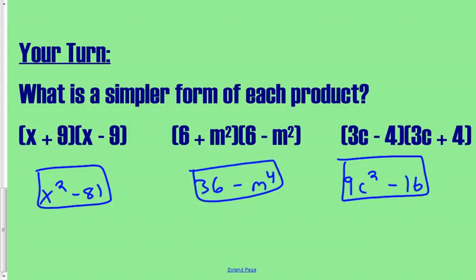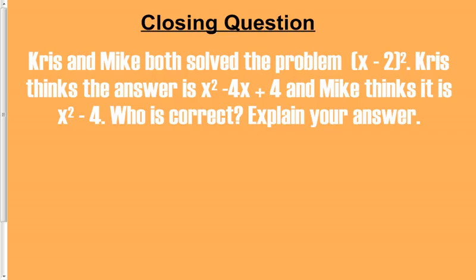So let's end it with this. Chris and Mike both solved the problem x minus 2 squared. Chris thinks the answer is x squared minus 4x plus 4. And Mike thinks it is x squared minus 4. Who is correct, and be able to explain?